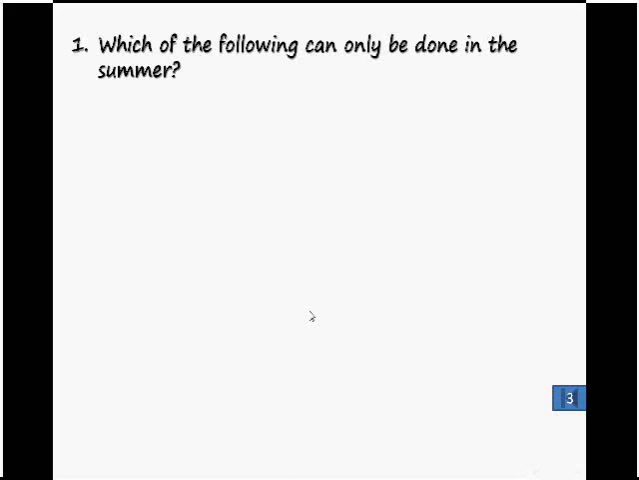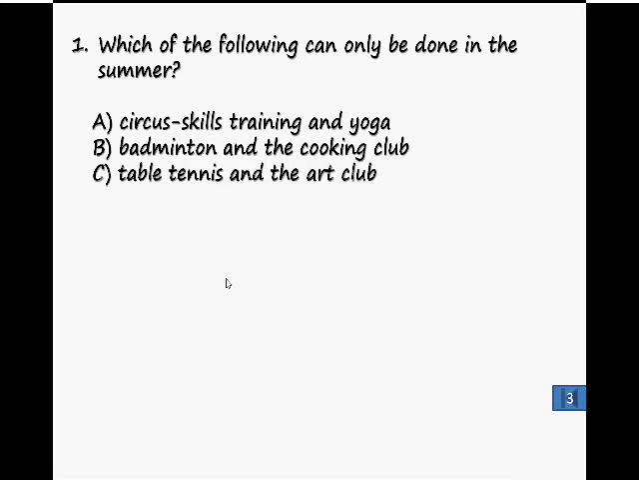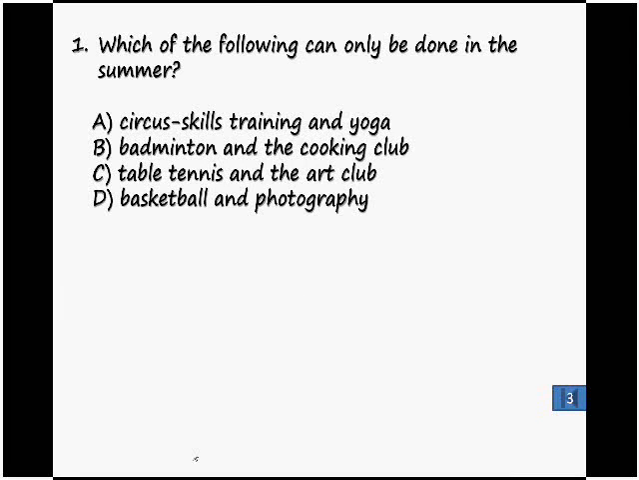This is again the continuation of text 1. So number 1 says, which of the following can only be done in summer? Okay, so again we are going to look at the key word in the question, which is "which of the following". So this is of course about activities that can only be done in summer. So we have to look for activities and the word summer.